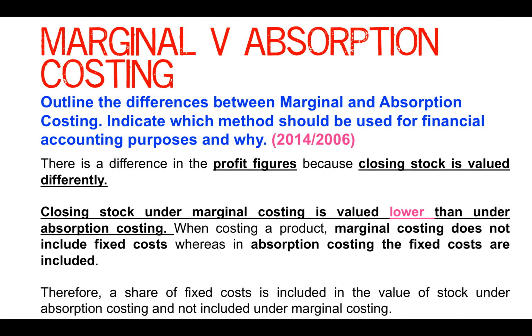Outline the differences between marginal and absorption costing. Indicate which method should be used for financial accounting purposes and why. So there is a difference in the profit figures because closing stock is valued differently. Closing stock under marginal costing is valued lower than under absorption costing. When costing a product, marginal costing does not include fixed costs, whereas in absorption costing, the fixed costs are included. Therefore, a share of fixed cost is included in the value of stock under absorption costing and not included under marginal costing.